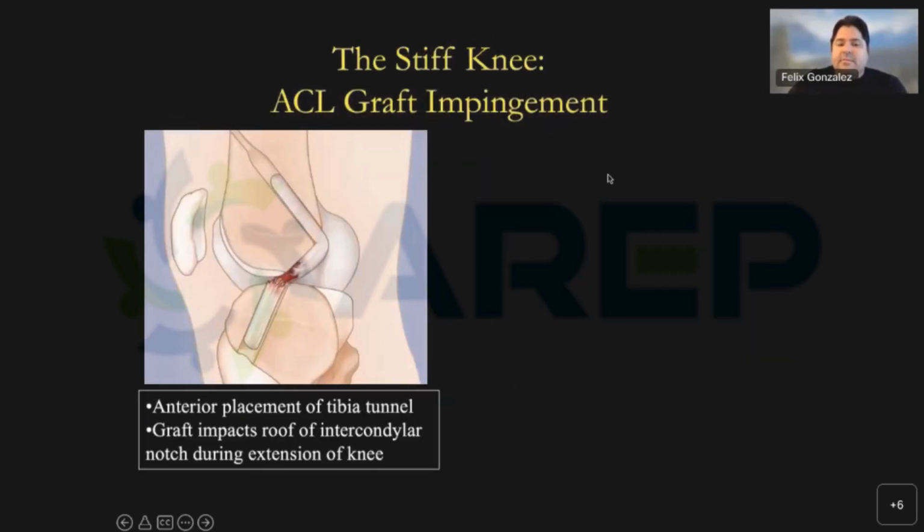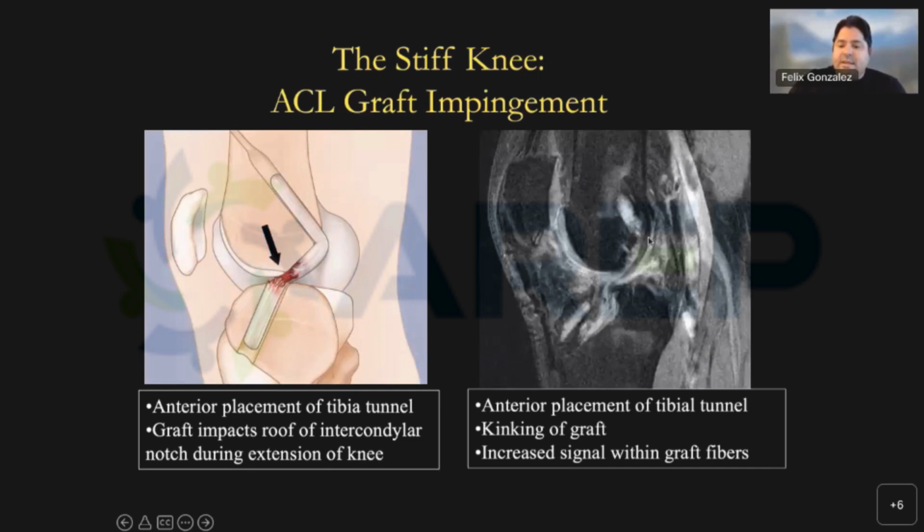There's a concept of ACL graft impingement that I added an image here for you to see what that means. It usually means that there's an anterior displacement of the tibial tunnel, right? The tunnel is way too anterior. That graft gets crushed because it gets impacted at the level of the roof of the intercondylar notch, especially during extension of the knee. And what you will see is non-undulated ACL fibers that are having a hard time getting to the tunnel, because the tibial tunnel is way too anterior, and the fibers get crushed against the notch, impinging the graft over time, leading to complete tear and failure.